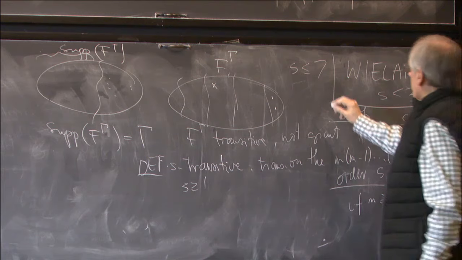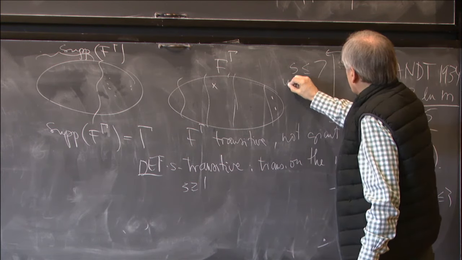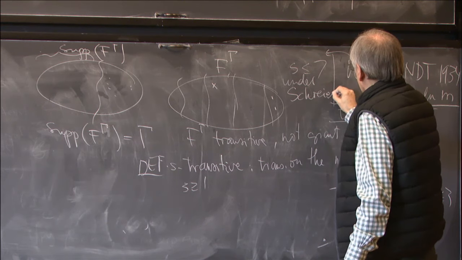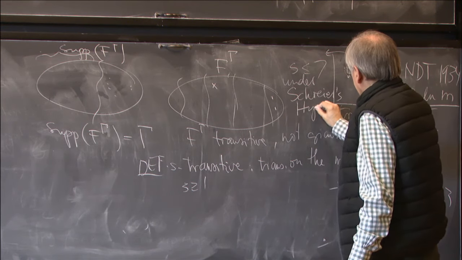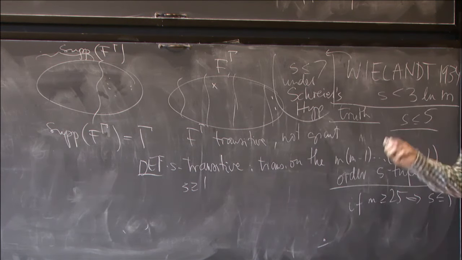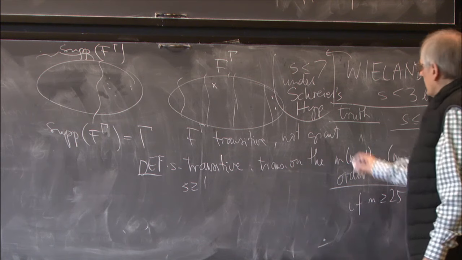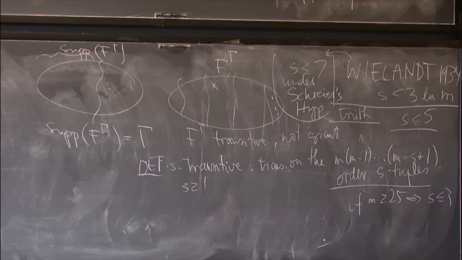So that's also Wielandt under Schreier's hypothesis. Schreier's hypothesis says that the outer automorphism group of a finite simple group is solvable. It's a very simple statement, and the only way we know to verify it is by looking at the list of finite simple groups. But nevertheless, this is a very simple consequence.